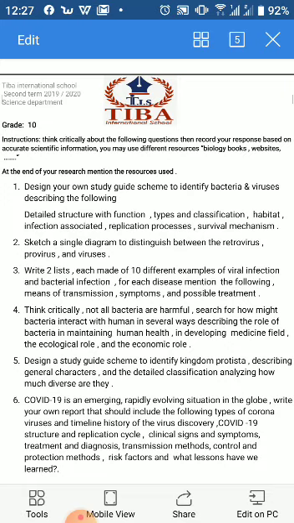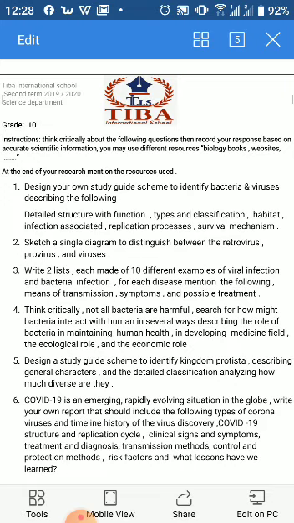Question 2. Sketch a single diagram to distinguish between retrovirus, provirus, and viruses. We have a single diagram in your book which includes these 3 stages. I want you to search for this diagram, and you have to sketch or draw it and write the difference between the 3 types or the 3 stages of virus.